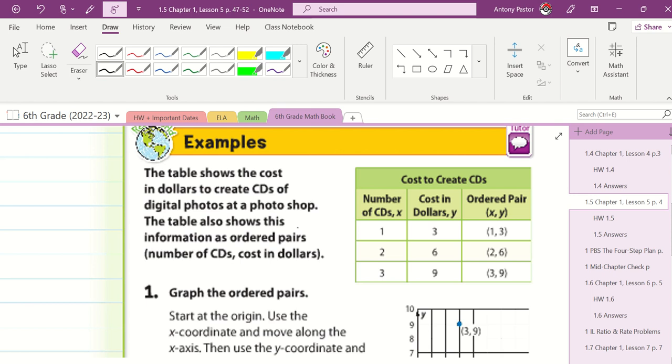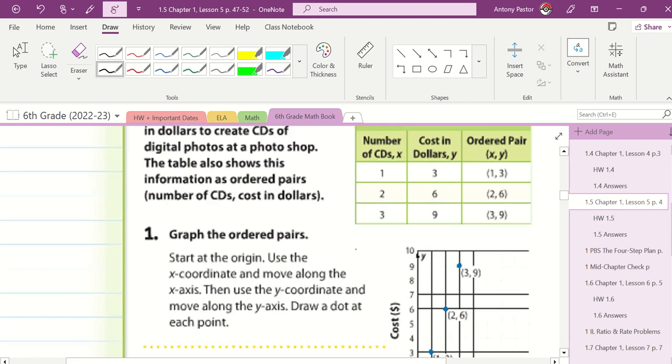The table also shows this information as ordered pairs. Number of CDs, cost in dollars. So for one CD, it costs $3. Ordered pair is 1, 3. For 2 CDs, it'll be $6. 2, 6. For 3 CDs, it would be $9. 3, 9.